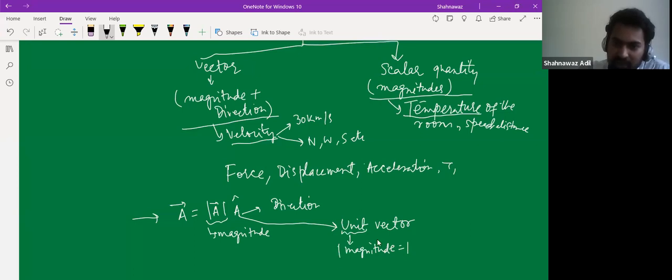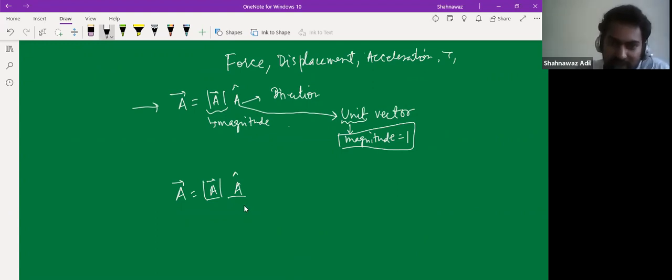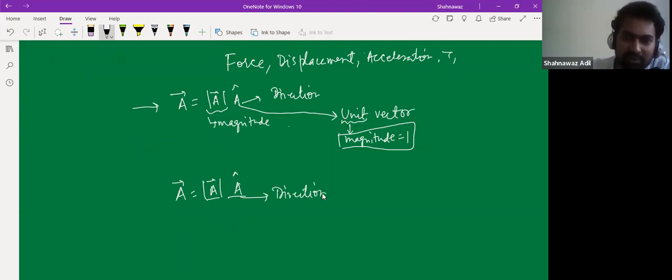Magnitude is 1. That's why it is called a unit vector. So the vector has two components. One is the magnitude and this one is the unit vector. And its magnitude is 1 and it only shows the direction of the vector. Okay, understood up to this point?